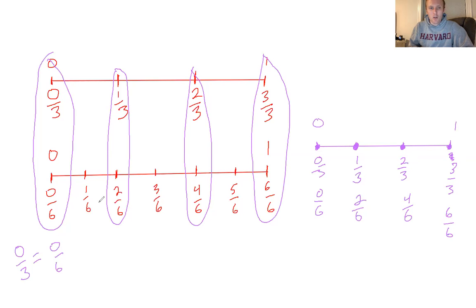Now these other ones, the ones I haven't circled, still go on this number line. Like 1/6 goes in there, and 2/6 goes in. 3/6 goes in here. Let's try that again. 3/6 goes in there, and 5/6 goes in here. So we have 0/3, 1/3, 2/3, and 3/3. We have 0/6, 1/6, 2/6, 3/6, 4/6, 5/6, and 6/6. They all go on that same number line.